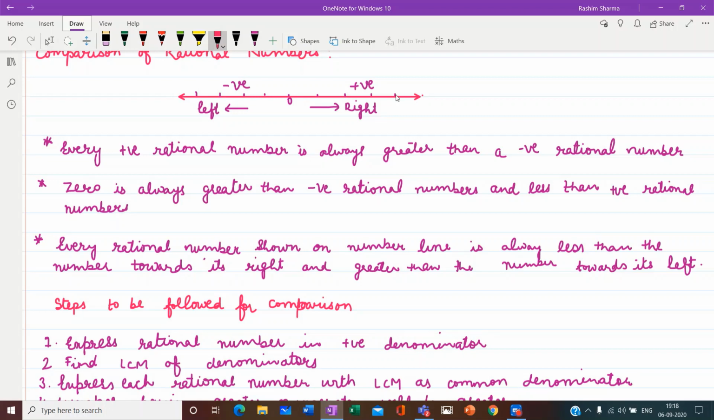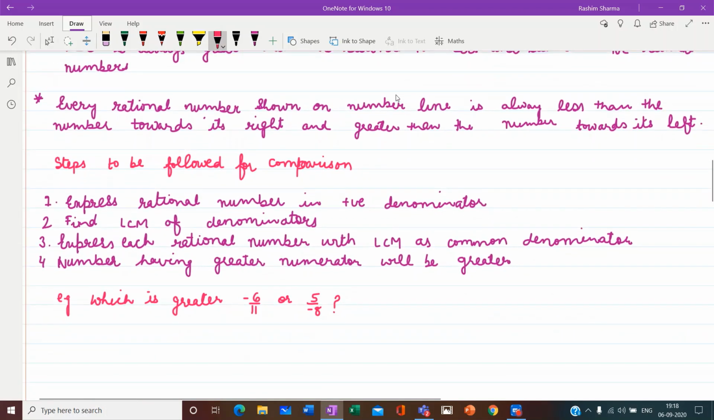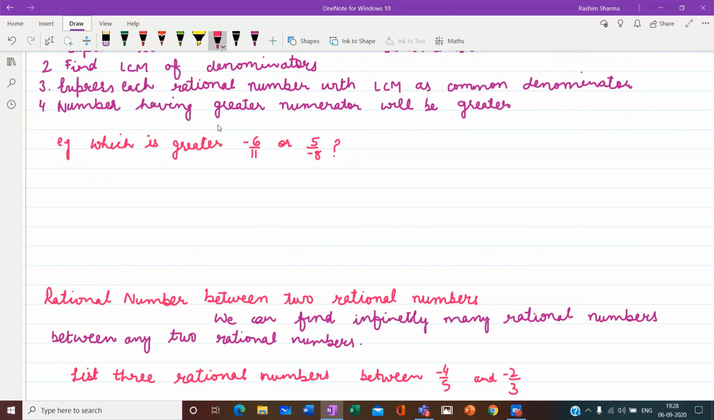Alright. Next we have the steps to be followed for comparison of two numbers. First, express the rational numbers with positive denominators, as we were doing in standard form also. Then find the LCM of the denominators. First we will make the denominator positive, then we will take their LCM. Then express each rational number with the LCM as the common denominator. So we will change the denominator of each rational number to the LCM.